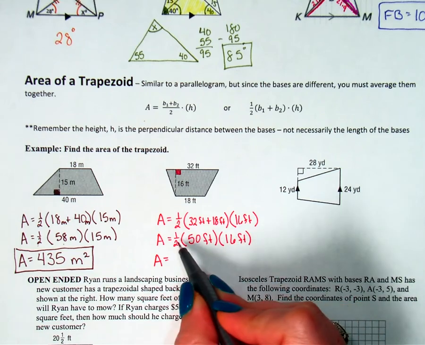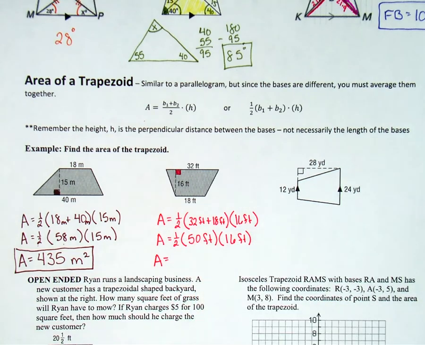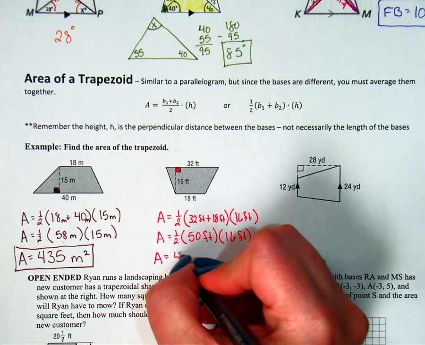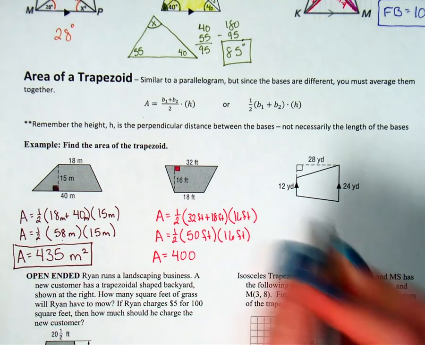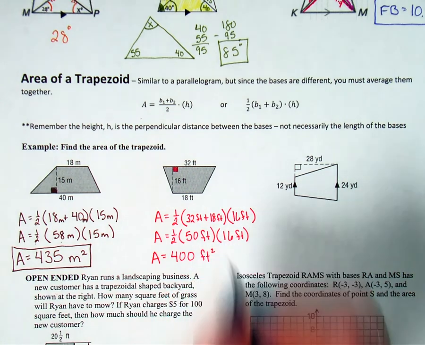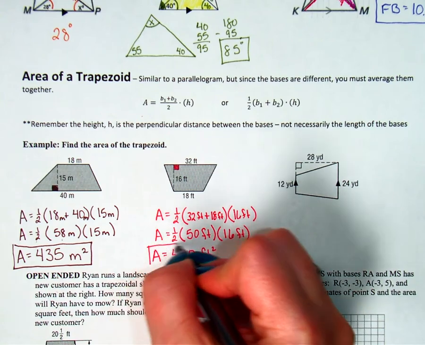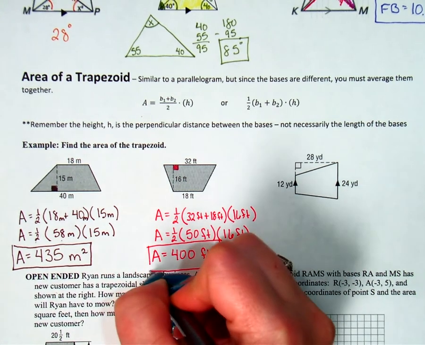So again, I can do 50 times 16 and then do half of that, or I can do half of 50, which is 25, and 25 times 16. I think that's what I'll do. 25 times 16 is 400. And my units here are feet times feet, so that is feet squared. Again, that square cannot go on the 400, it has to go on the feet.